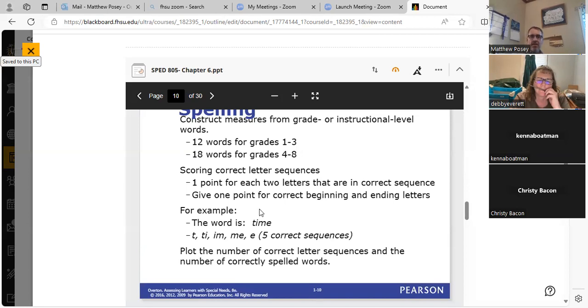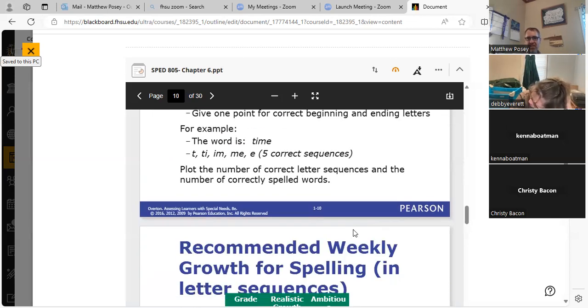So we're tracking each letter's correctness there. For example, the word time, T-I-M-M-E. So they got 5 correct sequences on that. So you can plot the number of correct letter sequences and the number of correctly spelled words. So with spelling, you can get a little bit more in depth as far as how you plot it.